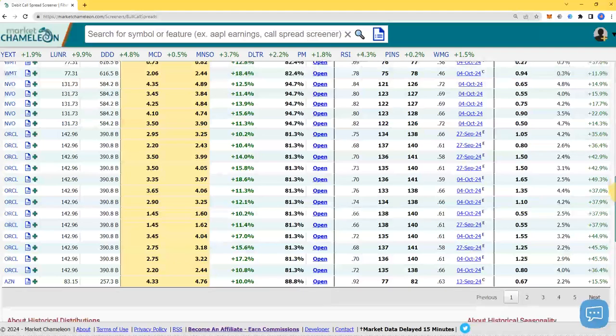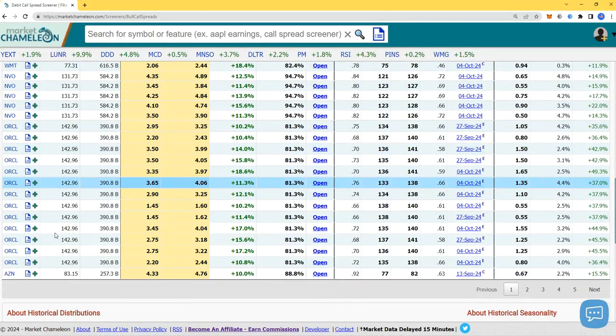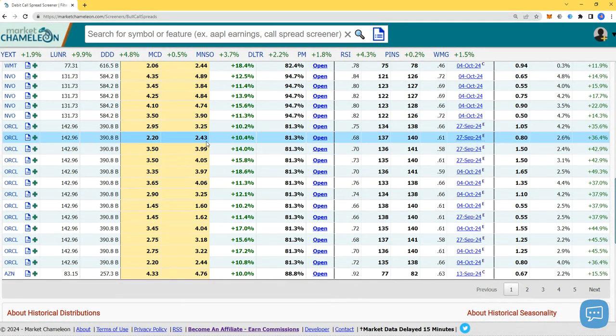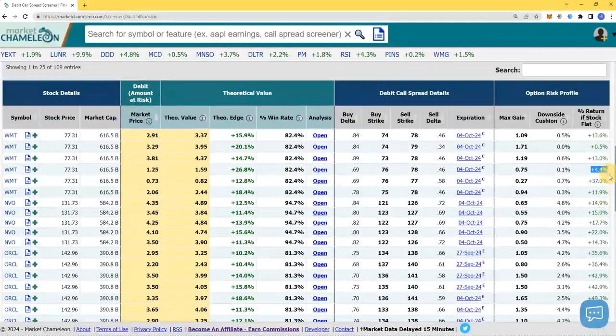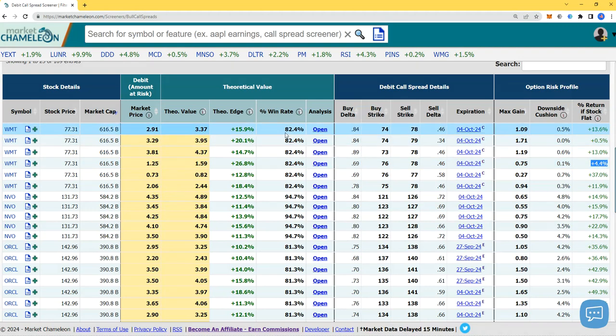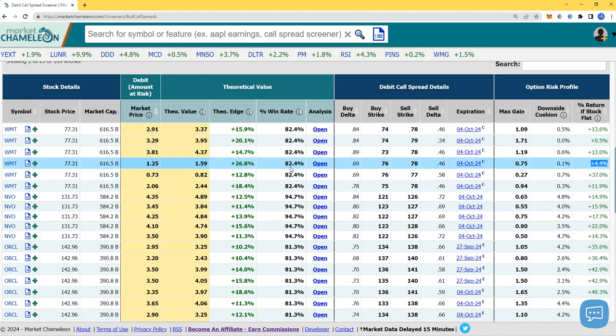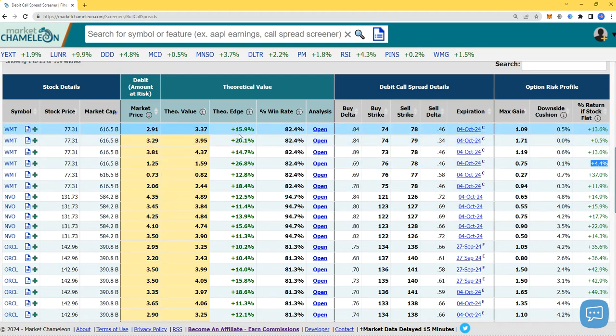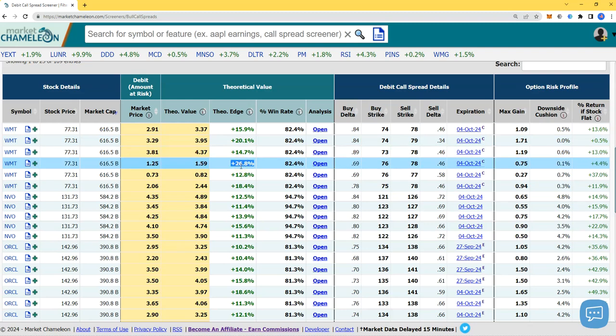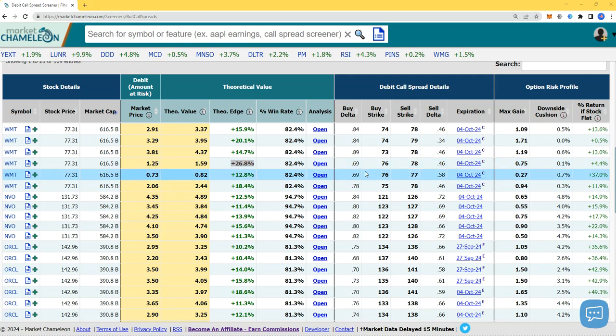I mean, there's other stuff. All this Oracle today, they post earnings. That's why you never know with earnings. That's something to consider. But if you're bullish on the market or on Walmart specifically, there's an 82.4% chance of a win rate for this debit call spread. This is an interesting 26.8% edge. I mean, that's up to you. But I like this trade, not financial advice.